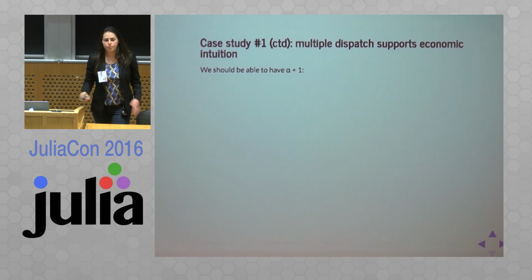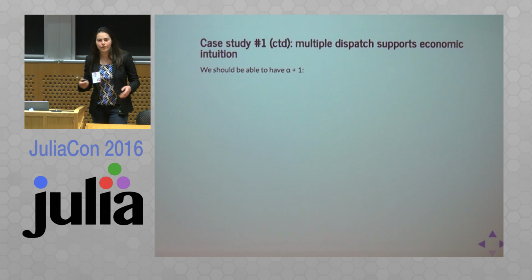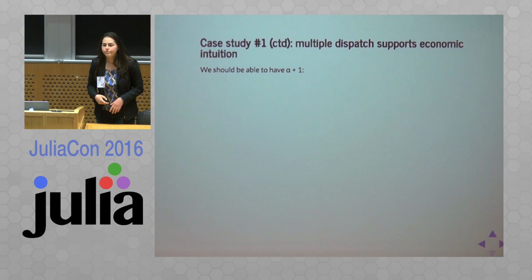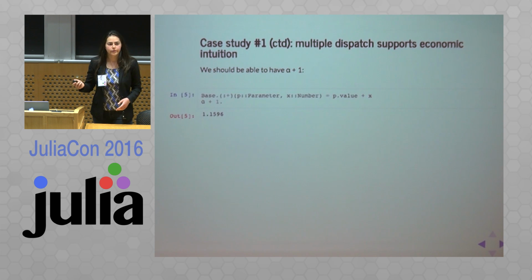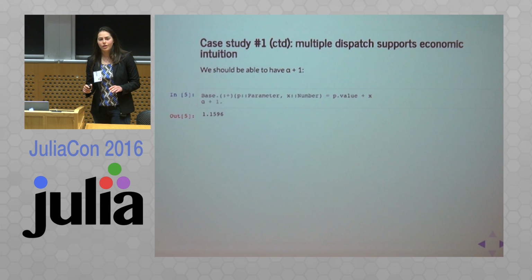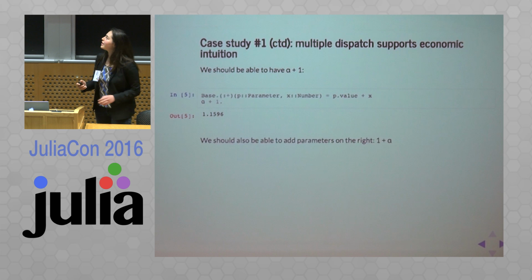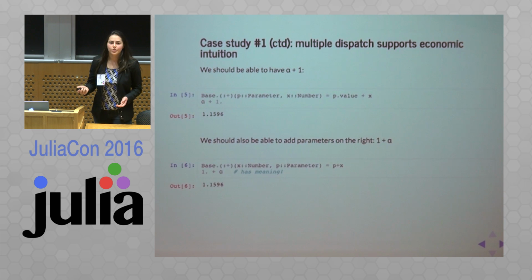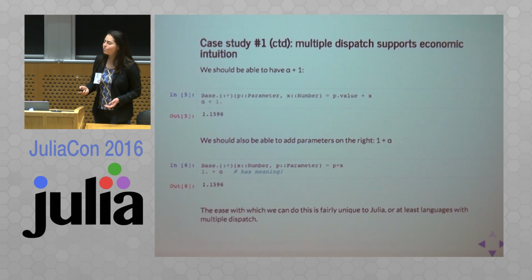And because we think about being able to add things to parameters, it's really natural to think about having alpha plus 1. So we can do that. We just overload the plus sign. But that's not enough for us. We also want to have 1 plus alpha. And so we can do that in Julia, no problem. And this is really easy, but it's not so easy in other languages. So the ease with which we can do this in Julia is fairly unique.